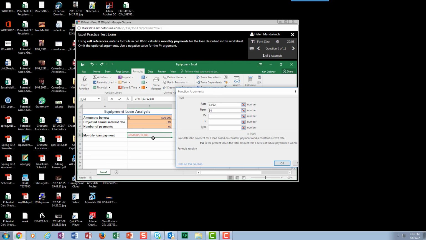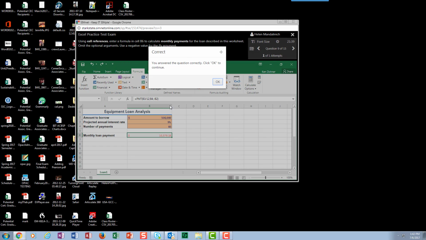Because when you do a payment, the answer is shown as a negative, and almost always you want that number to be shown as a positive. So you just reverse the sign on the loan amount. So I'm going to actually type a minus sign in the PV, click on the amount that's being borrowed, and then omit the optional argument. So I don't need to do the future value or the type. I can click on OK, and I got that one correct.